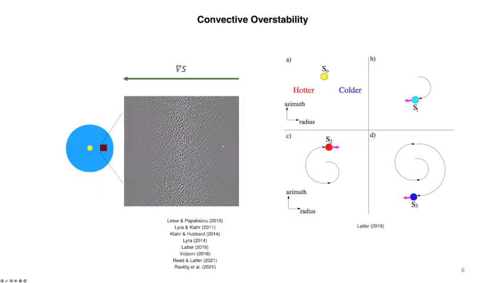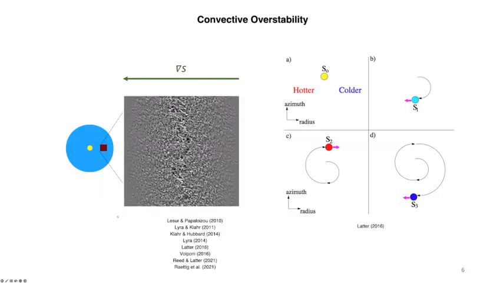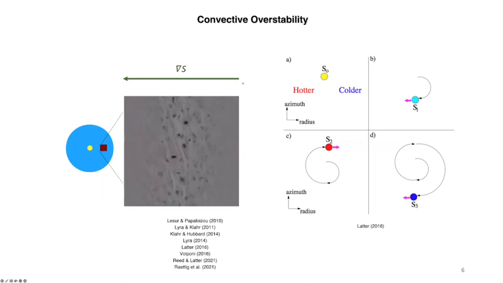Since we talked more about the VSI, let me just give a very brief intro to the convective overstability. So what happens here is that if you have a negative entropy gradient in the disk, you can start from a non-vortical initial condition, and then the baroclinicity will lead to vortices. The mechanism was elucidated here quite concisely by Henrik.